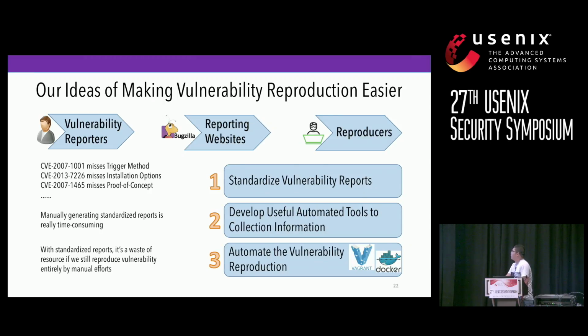If one of the report websites has standardized the vulnerability reports, for vulnerability reporters, manually generating standardized reports is really time consuming. So our second idea is to develop a useful automated tool to collect information and generate standardized vulnerability reports. For reproducers, with those standardized reports, it's a waste of time or resources if we still reproduce the vulnerability by manual effort. So our third idea is to automate the vulnerability reproduction with tools like Vagrant and Docker. We have some demos in our GitHub repo, shown later.